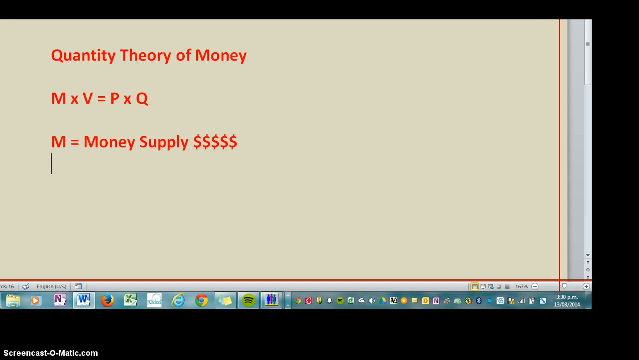So then we have this thing called V, the velocity of circulation, which is a fantastic name, which again can sound a bit scary. Okay, it's very simply how many times each dollar goes around the economy in a year.